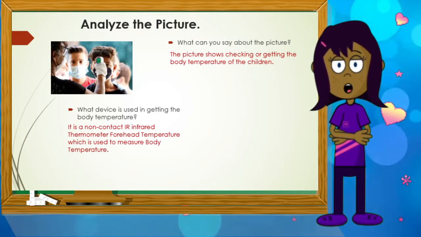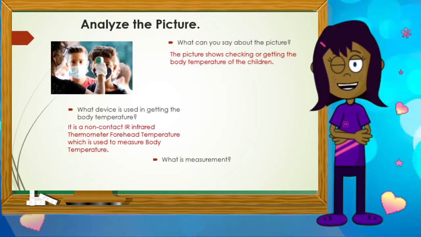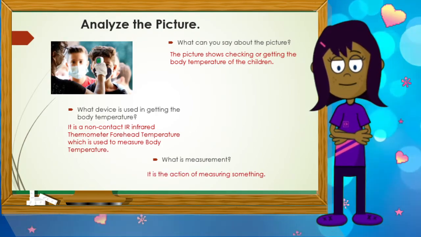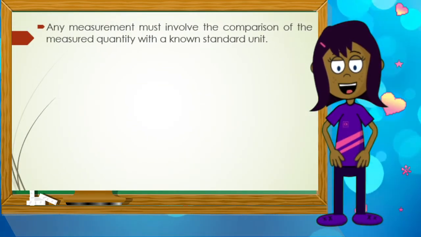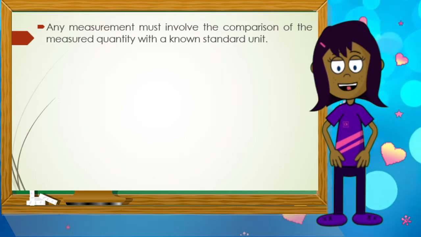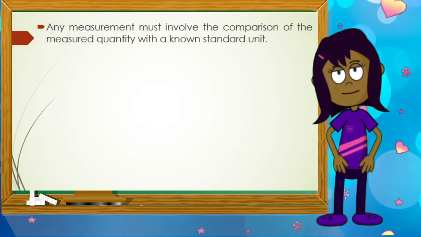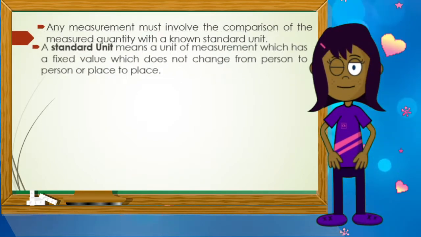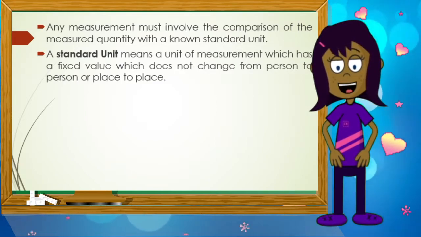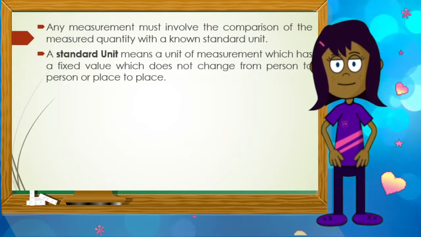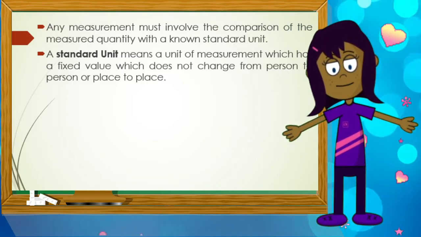So since we're talking about measurement, what is measurement? It is the action of measuring something. So any measurement must involve the comparison of the measured quantity with a known standard unit. What do you mean by standard unit? The standard unit means a unit of measurement which has a fixed value which does not change from person to person or place to place.